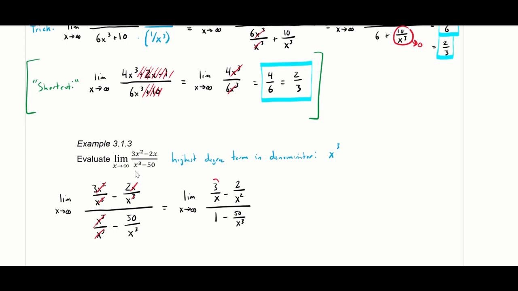Now, what goes to 0? Well, this thing would go to 0. This piece would go to 0. This piece would go to 0. The only thing that's not going to 0 is that 1. So if I try to use my substitution rule here, I'm going to have 0 over 1 minus 0, 0 over 1, which just means that this limit is equal to 0.